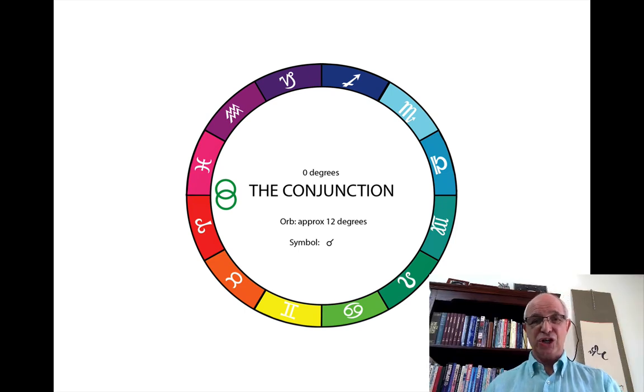So there we have the conjunction. The most powerful aspect is the merging of the energies of two planets, which form a very, very powerful component in a particular sign and in a particular house. And we look at how this works a little bit later on.